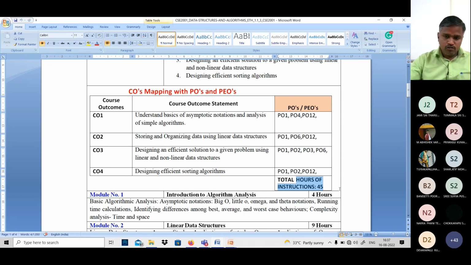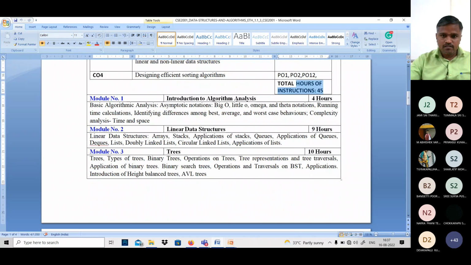At the outset, you look here, totally 45 hours are allotted to all 6 modules. The first module is introduction to algorithm analysis, which is to be taken within 4 hours. Here, as I told you, we have to write the algorithm and analyze the algorithm in terms of execution time. For that, we have the concept of asymptotic notations.